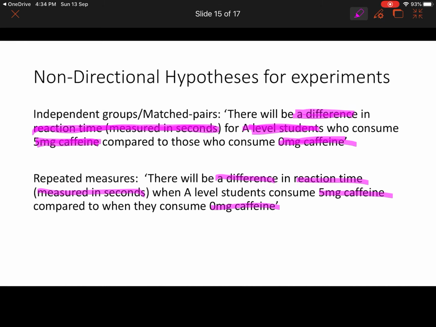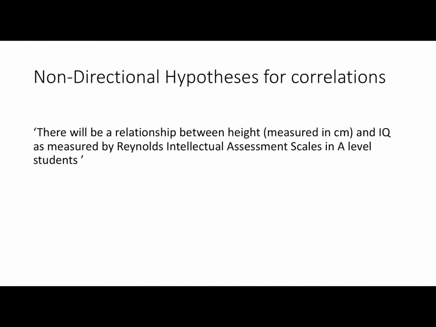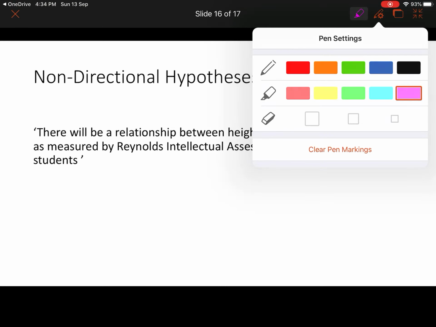Once again, we've got our population, our operationalised IV and our DV, and we're saying that there's going to be a difference. We just don't know what that difference is. And let's have a look for correlations. So again, we don't know exactly what the correlation is going to be, whether it's going to be positive or negative, but we know there will be a correlation.